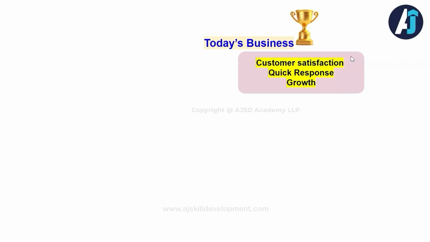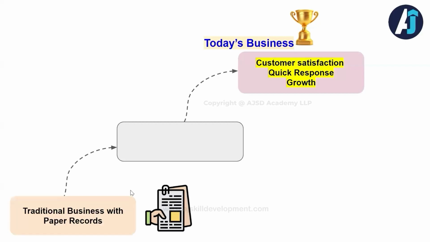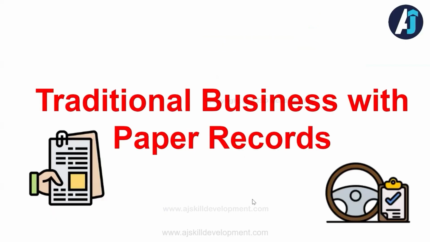To reach this kind of successful growth in business, there were many hurdles, as I told you earlier. In the earlier days, when there were no digital technological configurations, businesses were using only paper records to do business. So in this video, we are going to take up that concept alone: how businesses were done with the help of paper records in the traditional way.